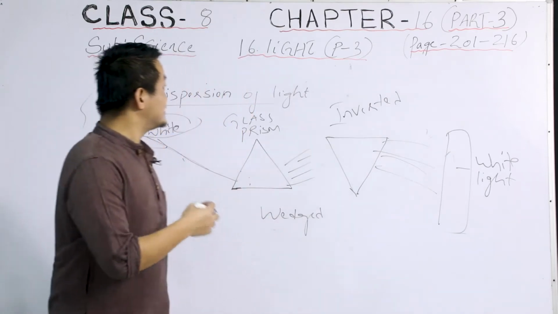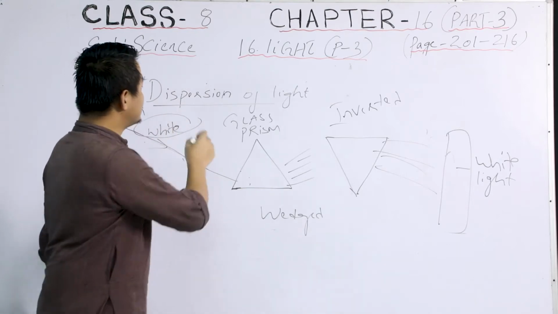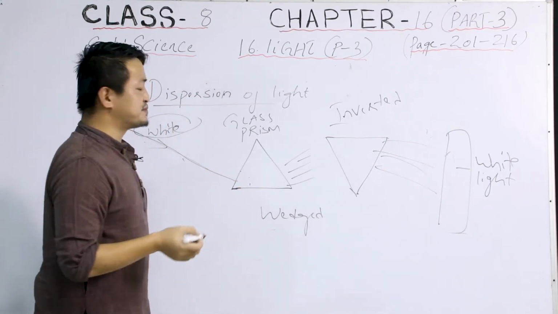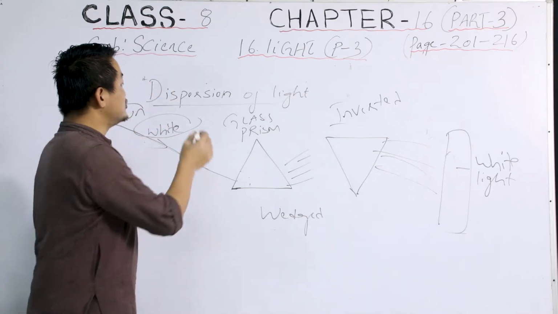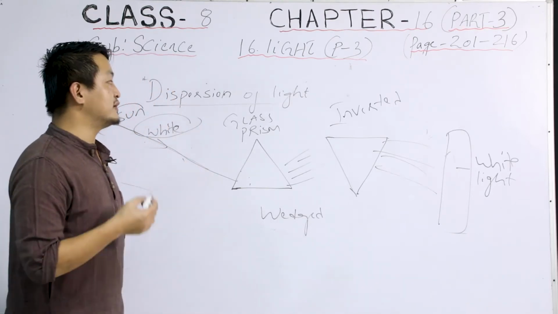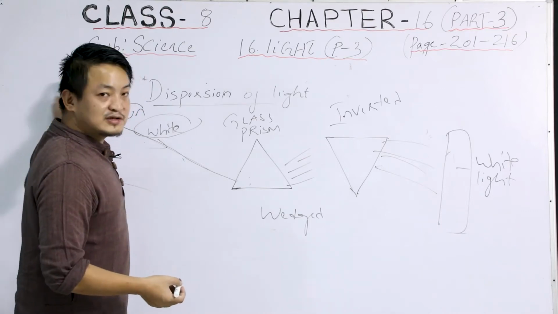The basic definition and example of dispersion of light you have studied in class 7. So even in class 8, you should know the definition and you should know the example. Okay, so we are done with dispersion of light.